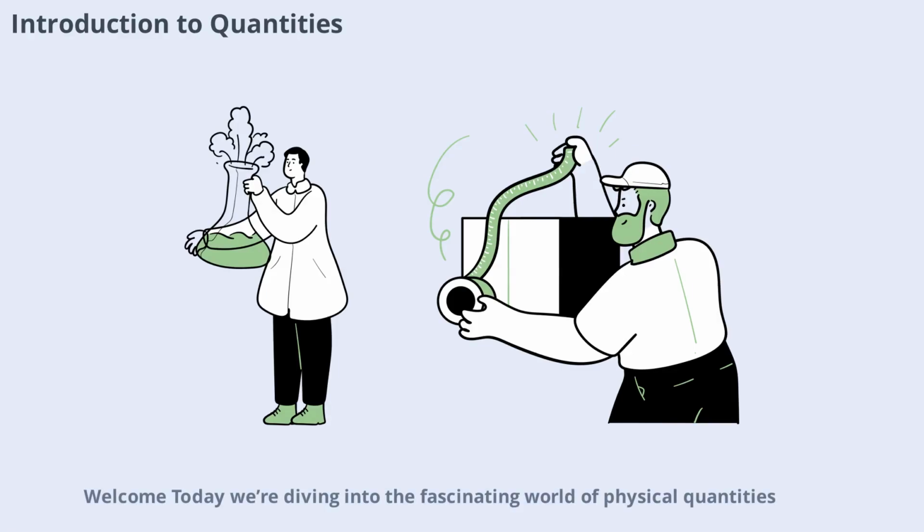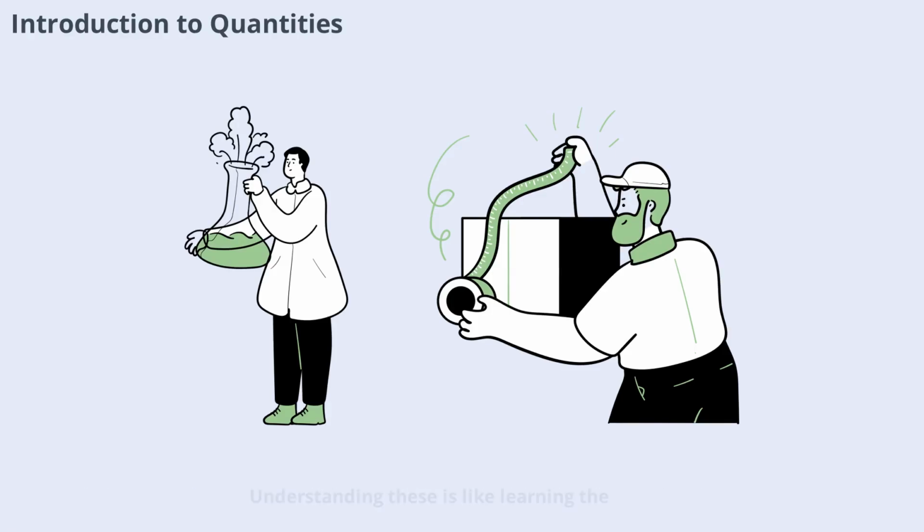Welcome. Today we're diving into the fascinating world of physical quantities. Have you ever wondered how scientists measure everything from the length of a table to the brightness of a star? It all comes down to two main families of quantities, fundamental and derived. Understanding these is like learning the alphabet before you start reading and writing. By the end of this video, you'll see how simple building blocks can help us describe the most complex phenomena in our universe. Let's get started by exploring what these two families are all about.